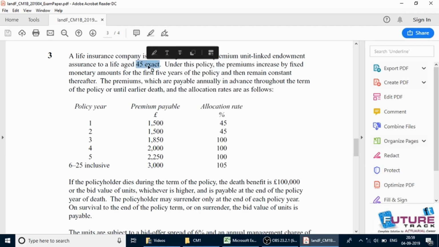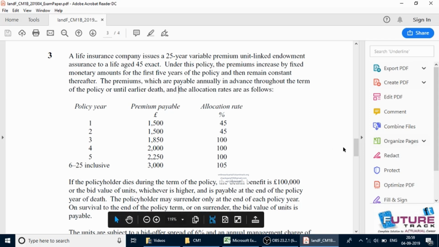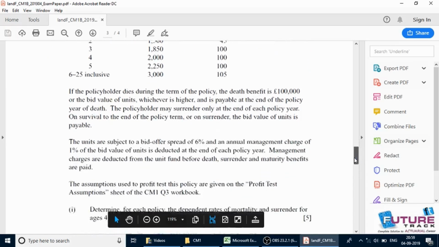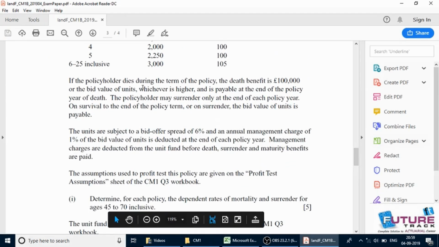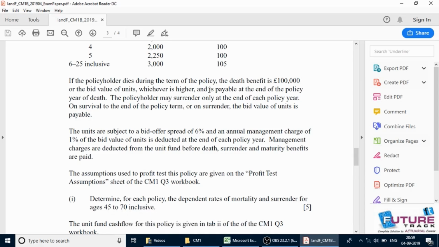taken by a life aged 45. We have been given the allocation for the years, that is 45%, 45%, then 100, then 105. We have been given the premium payable. If the policyholder dies during the term of the policy, the death benefit is 1 lakh or the bid value of units, whichever is higher, payable at the end of the policy year of death.